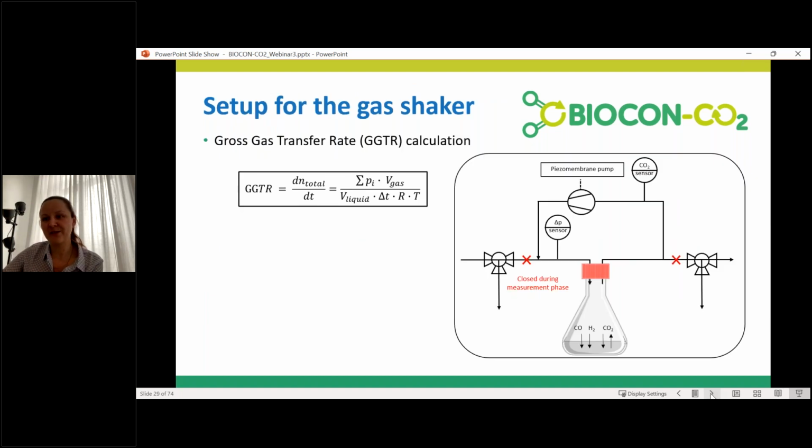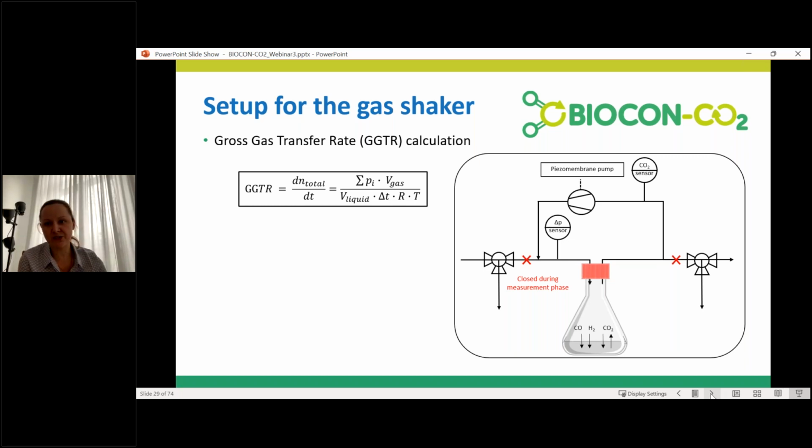If we look at the next slide, I will give you a deeper insight into how the gas shaker system is installed. This is a brief schematic view of one shake flask in the gas shaker. The whole system consists of 2 valves, an inlet valve and an outlet valve, at the 2 ends of this overview. Then we have a loop installed in the headspace of the shake flask, in which a carbon dioxide sensor and an overall pressure sensor are installed, and a membrane pump which pumps the gas from the headspace of the shake flask to the individual sensors.